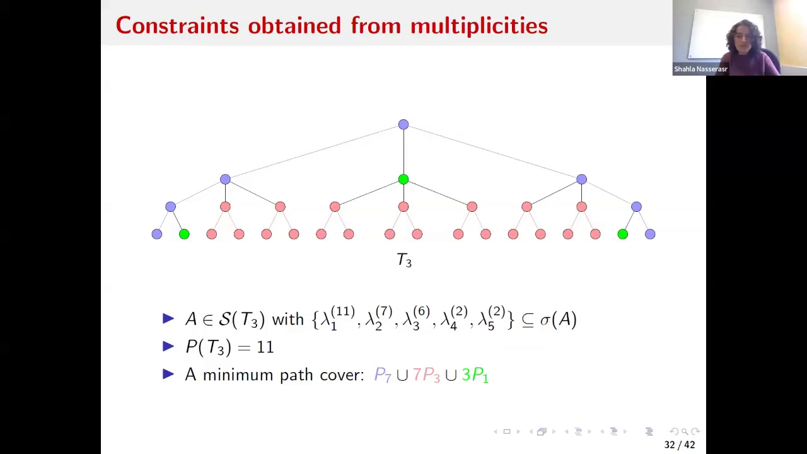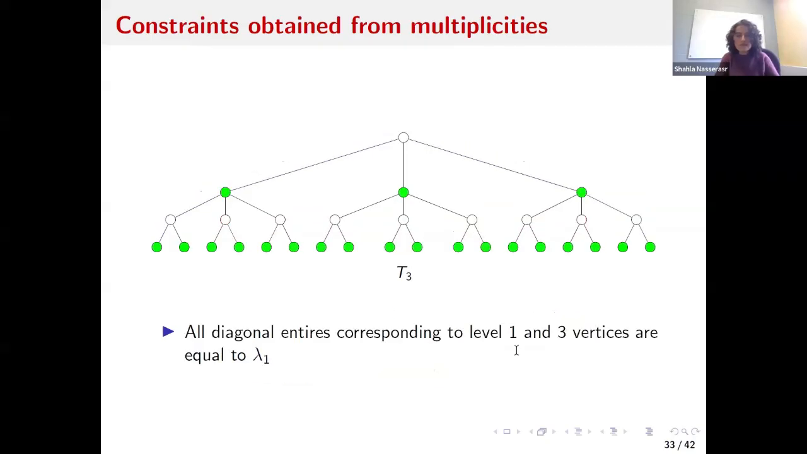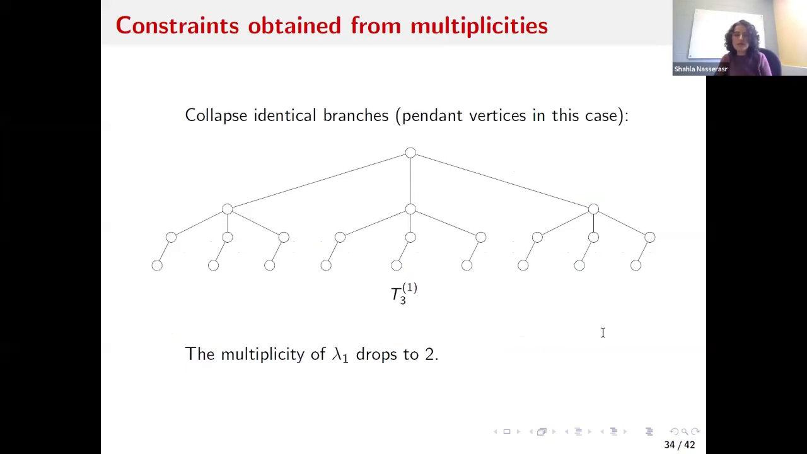And using either the invertible subtrees lemma or the previous paper, we saw that the leaves and the level 3 vertices must have lambda 1, the eigenvalue with the maximum multiplicity, on their diagonal. So that means all these green vertices must have lambda 1 on their diagonal. Okay? So keep it in mind.